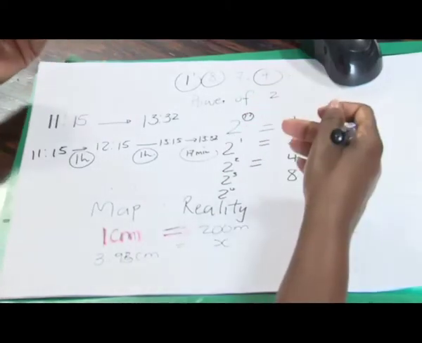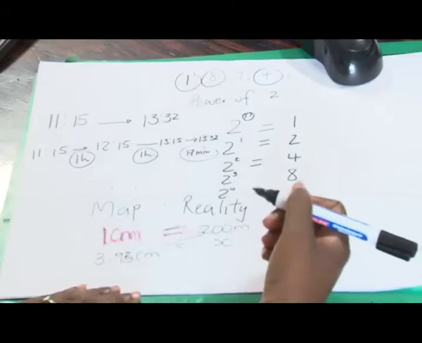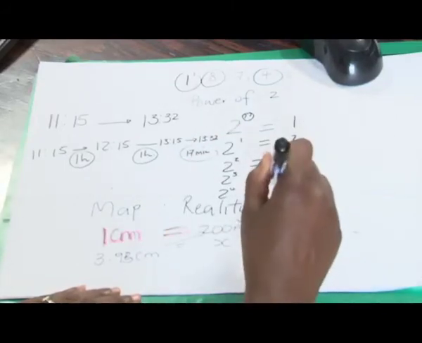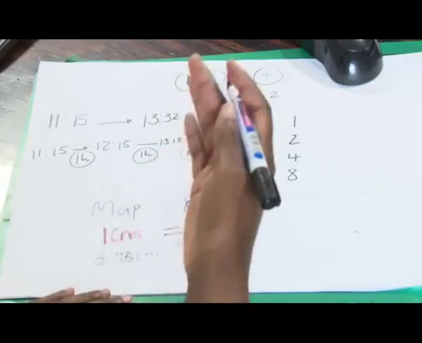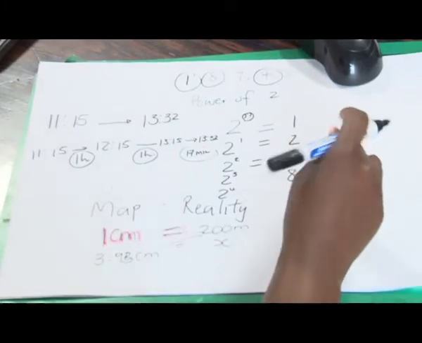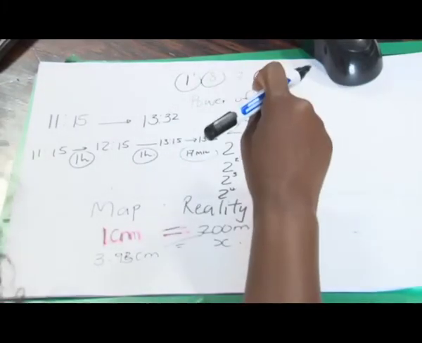You can cross multiply that and work out. So 3.9 centimeters times 200 meters, then you get your answer already in meters. You multiply and then you get your distance in meters.